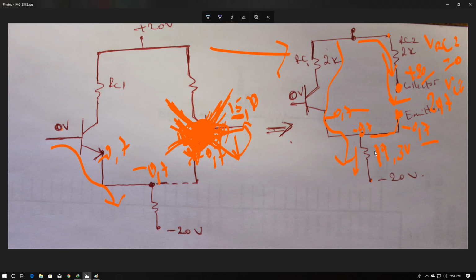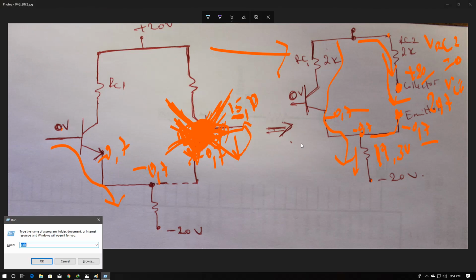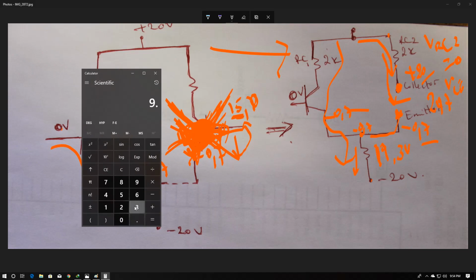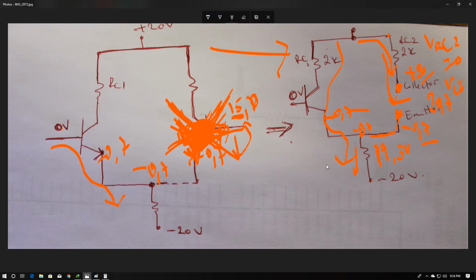That's going to be, if I take 19.3 divided by 2k, 2000, you see, 9.65 milliamp. So you're gonna get 9.6 milliamp here. Now, since we can assume that the current here and the current there is the same, over there we're also gonna get 9.6 milliamp.